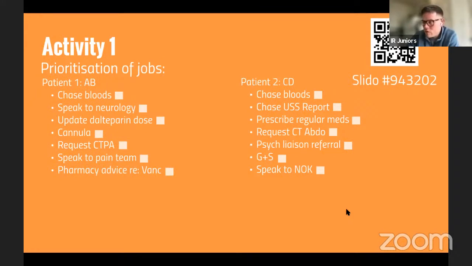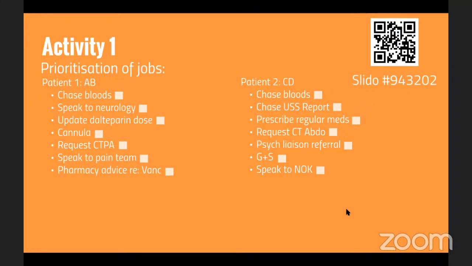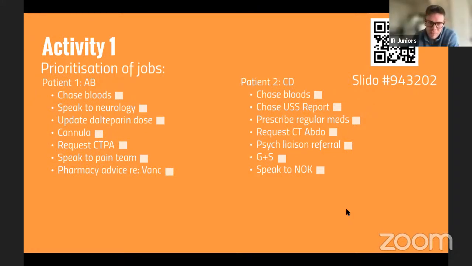Grant, I'll throw back over. Feel free to keep prioritizing the jobs there, as you see. There's no right answer to this part of the session. It's essentially just to make you think a little bit more about it. But I think there's a few jobs here, particularly there. And if you're shadowing F1s in the next few weeks before you start, they'll be able to give you a little bit of help around this. But requesting scans and getting scans vetted is a job you want to get done as early as possible in the day. Also referrals to other specialties. There's a few here about speaking to neurology and referring to psych liaison.